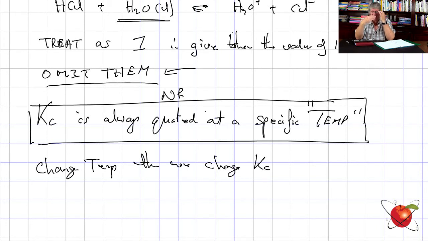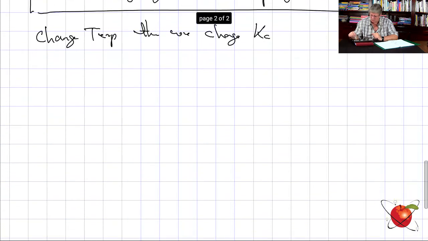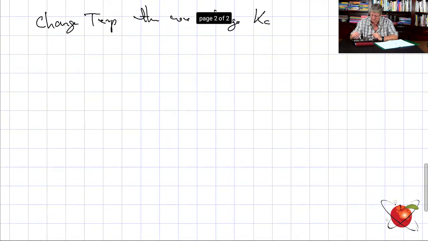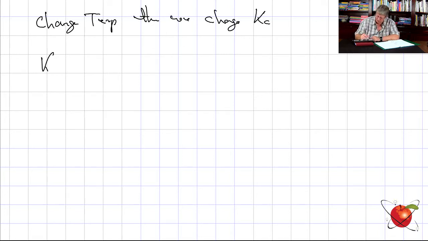I might, as an additional part to this, do the proofs where we do it. But at this point, it's not really necessary. As long as we know, change the temperature, we change Kc. That is why you will see Kc always given for a specific value. Now, let's look at the equation of Kc. Let me rewrite the equation. Kc is equal to products divided by reactants.